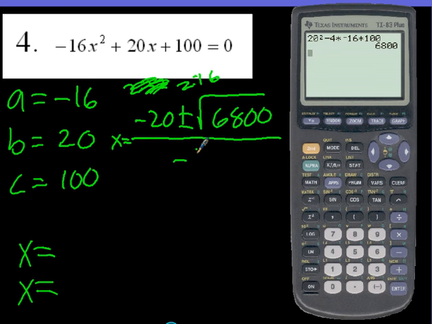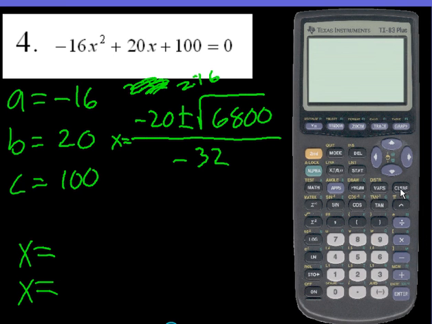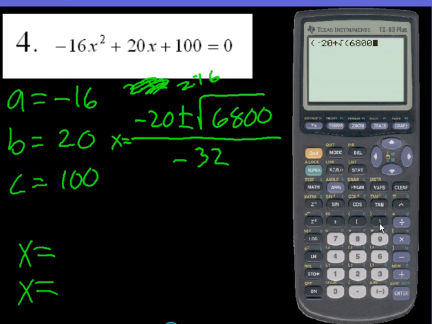So numbers are bigger, but really it doesn't matter on the calculator. It's not going to make a difference. Parentheses, negative 20, right? Before we've had that as a positive number in the previous questions, plus square root of 6,800. Close, divide by negative 32. I always look carefully before I hit enter, because once I hit enter, I want to write it down and move on. Okay, so looks pretty good. So I'm going to hit enter. Negative 1.952. I'm rounding to 3 places.